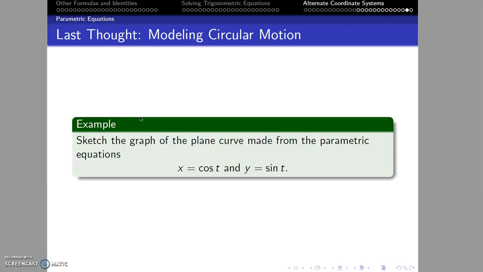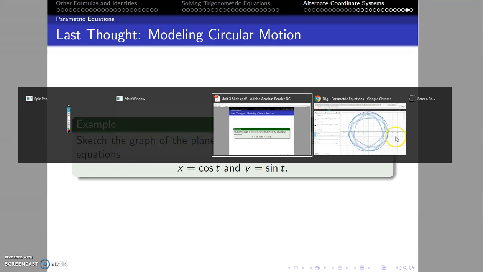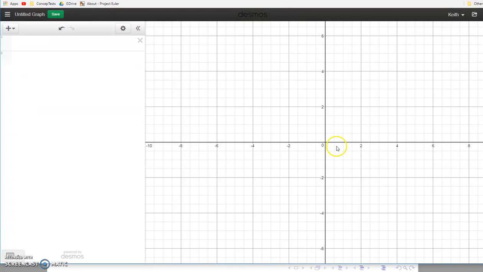And I want you to take a second to kind of trace this out yourself. I want to see what the plane curve made from the parametric equations of x equals cosine t and y equals sine t looks like. So all that together, give me a parametric graph. And go ahead and do a little bit of that on your own. And I'll kind of work alongside you here.